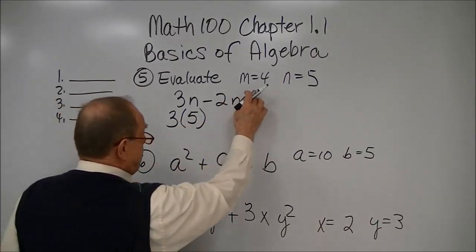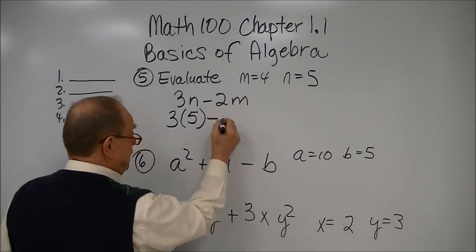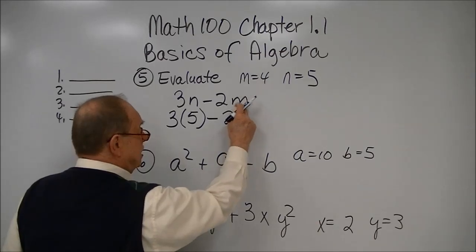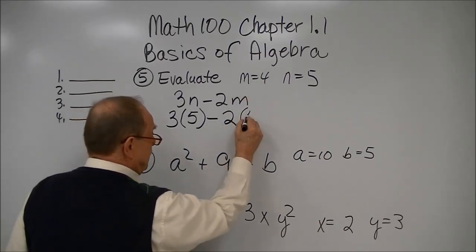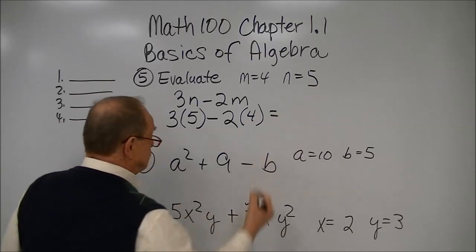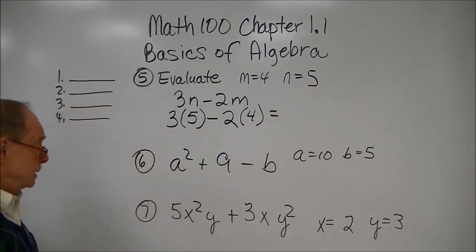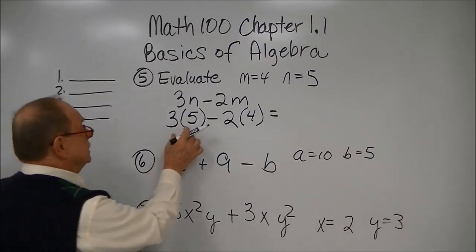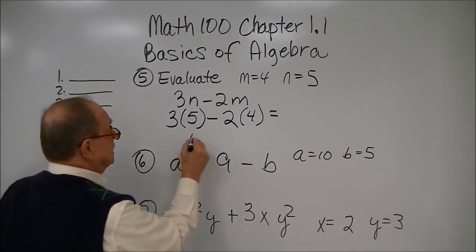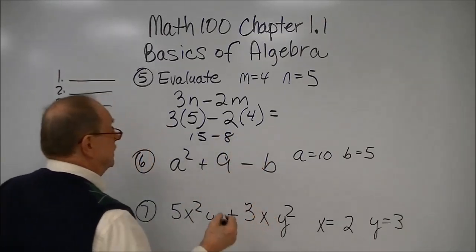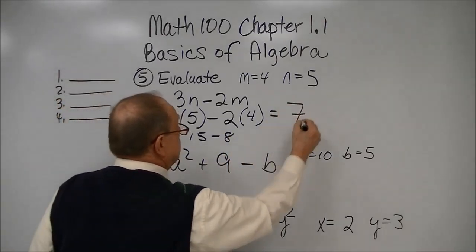And then in the case we put our negative there, our 2 there, and now we're going to replace the m with the 4. And then now it's just a matter of calculating using arithmetic. So this is 15 minus 8 will give us a 7.